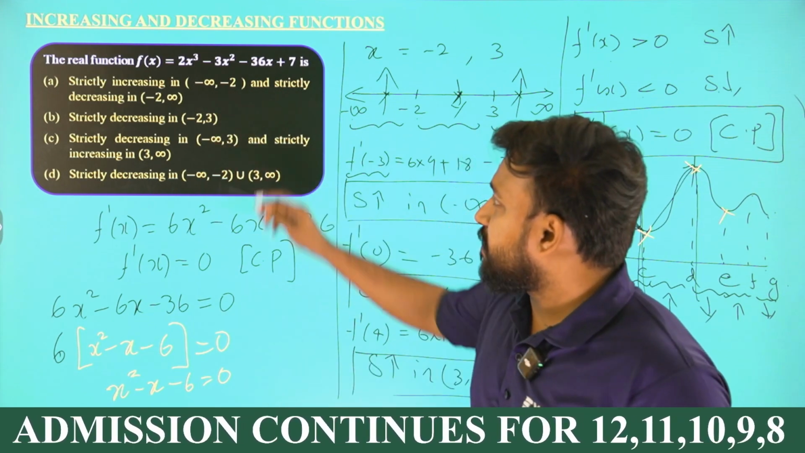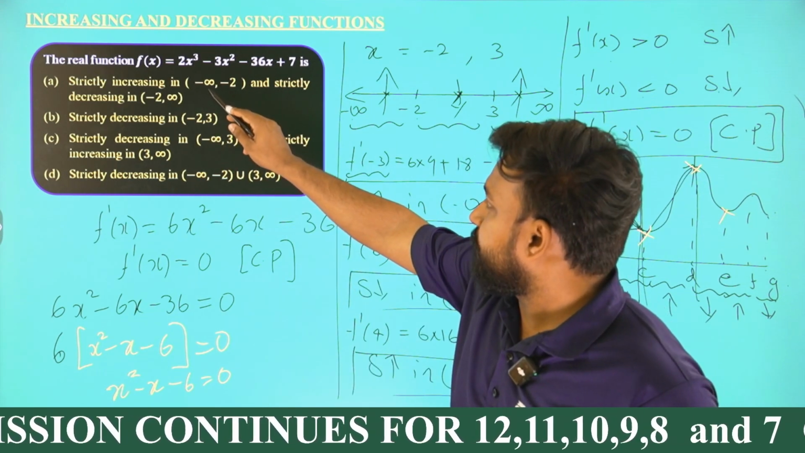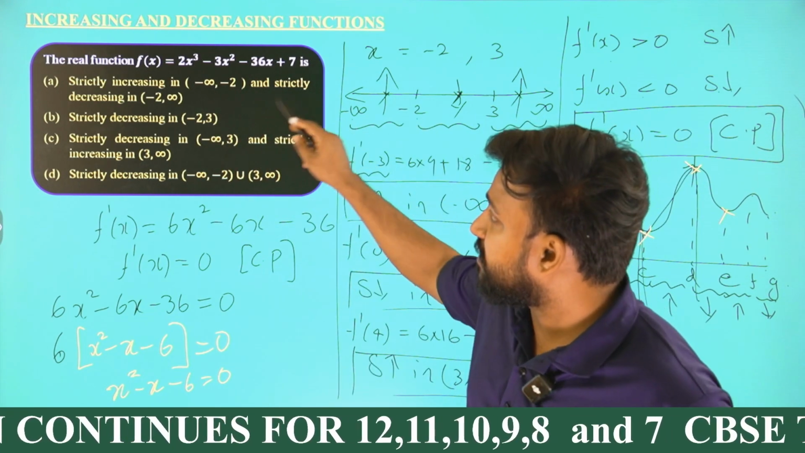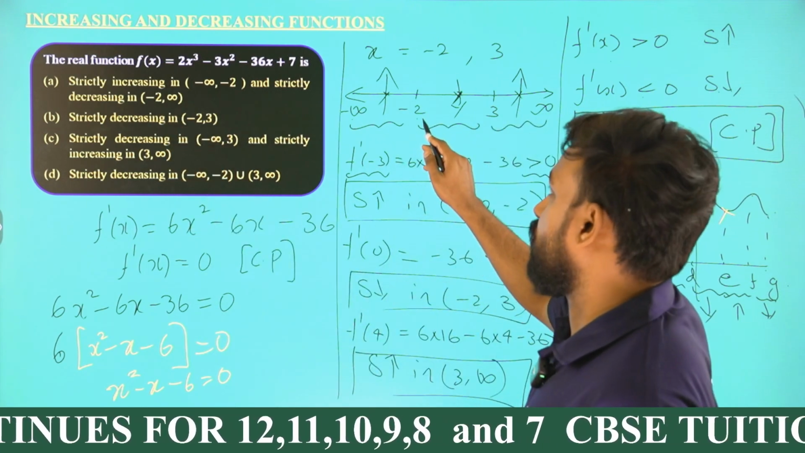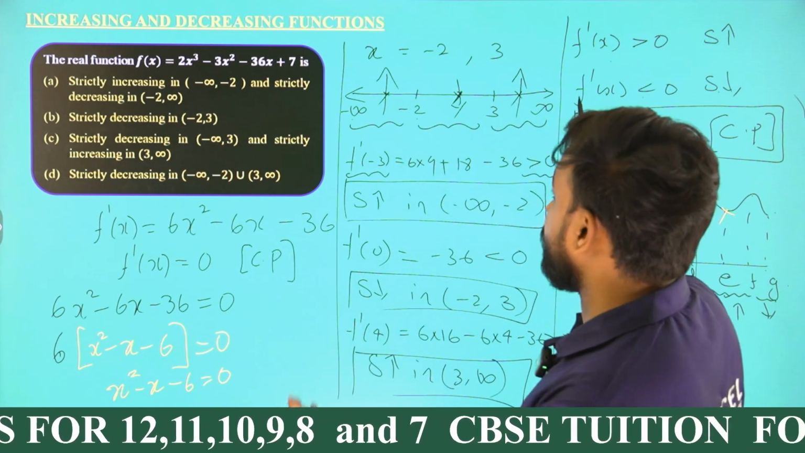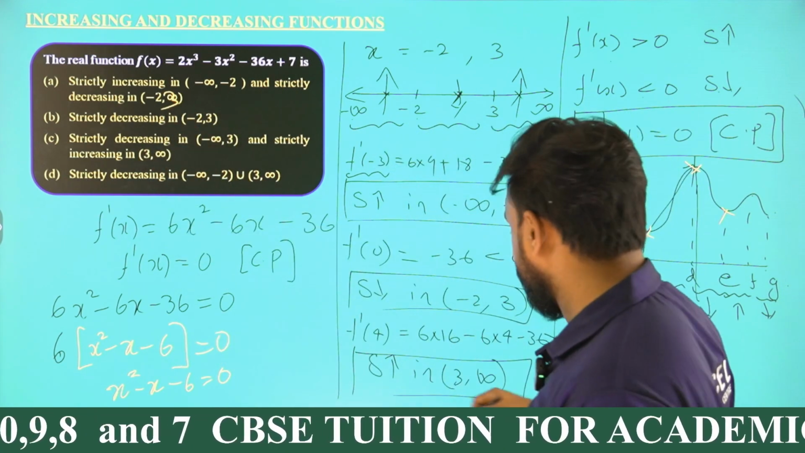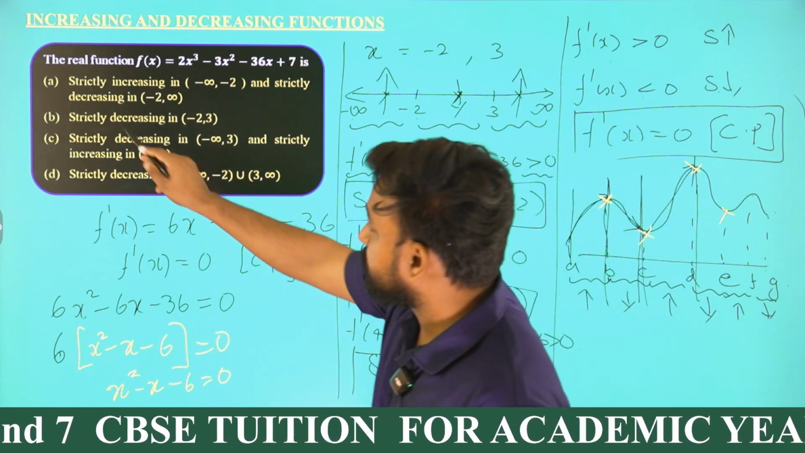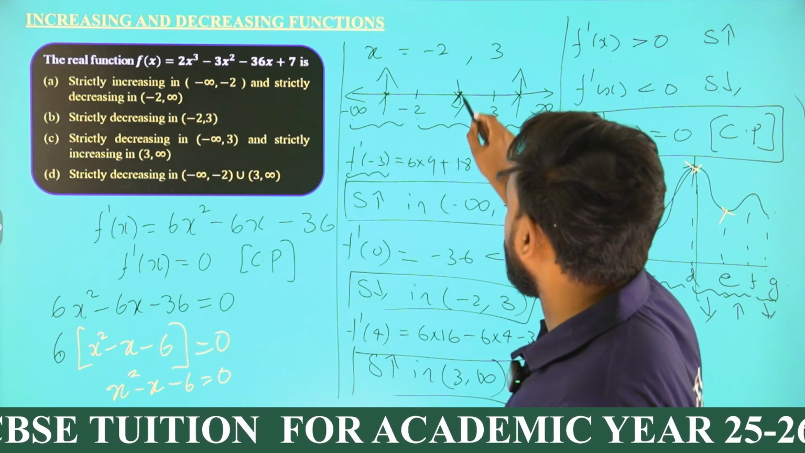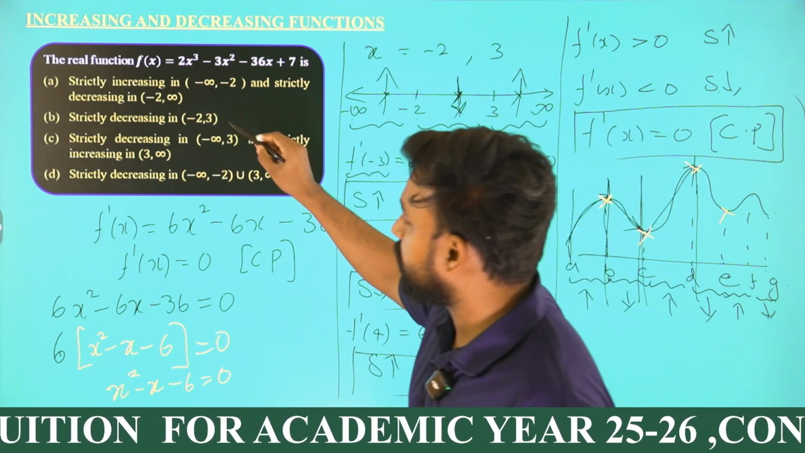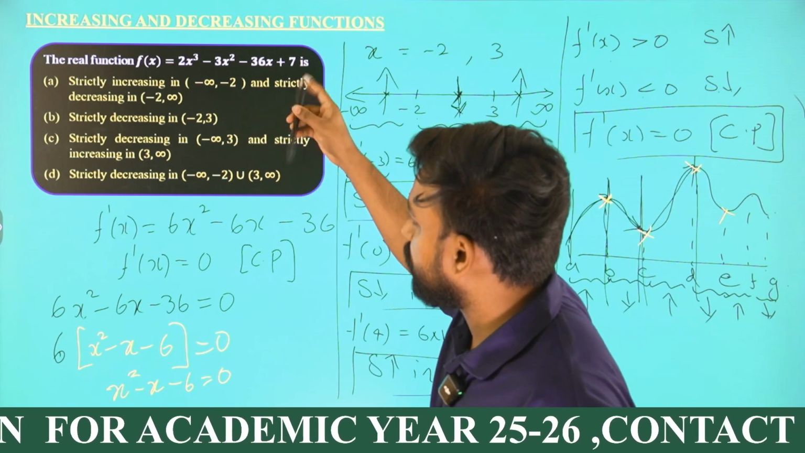Strictly increasing in minus infinity to minus 2. Yeah, it's fine. Strictly decreasing in minus 2 to infinity is not allowed. Only minus 2 to 3. If it is till 3, it's fine, but it is infinity. So option A is not there. Strictly decreases from minus 2 to 3. Yeah, of course, yes. Minus 2 to 3, it's decreasing. It's fine. So let's check into others also.